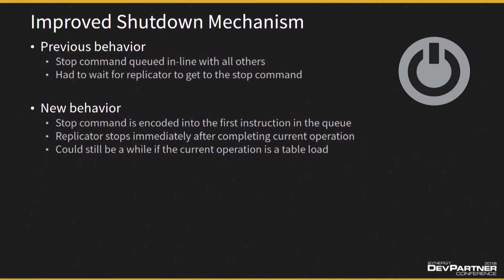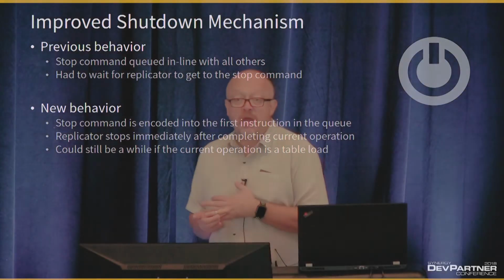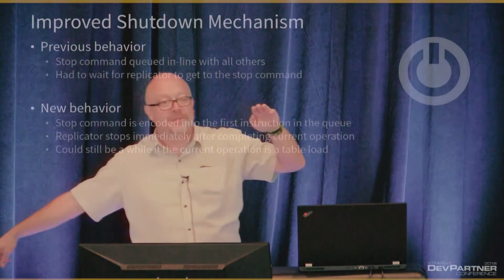We've also improved the shutdown mechanism. The shutdown mechanism previously just queued a command that said stop. But the problem is, if the replicator is doing a bulk load of a table that's got 50 million rows right now, and the system is operating, so the queue's getting longer, right? Things are queuing up behind it. Well, the stop instruction might be 2 hours from now in some cases.